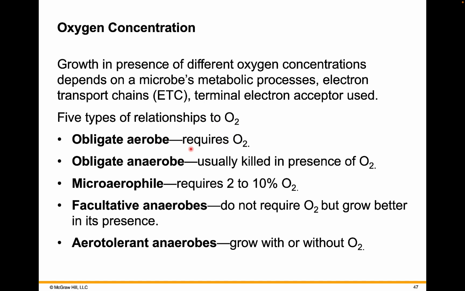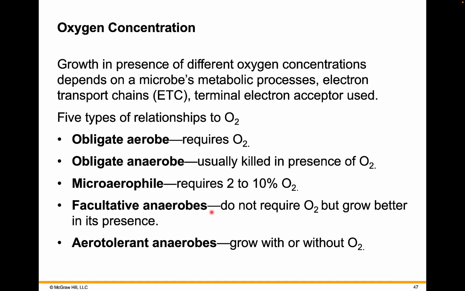So the obligate aerobes require oxygen. Like us, we are obligate aerobes. Without oxygen, these organisms cannot survive. Then there are also obligate anaerobes. That means they are usually killed in the presence of oxygen. They must be present in an environment which lacks oxygen. Presence of oxygen will kill them. There is also another group called microaerophiles. They require oxygen, but only about 2 to 10% oxygen. This is just a little bit below the atmospheric concentration of oxygen. They require it, but a little less.